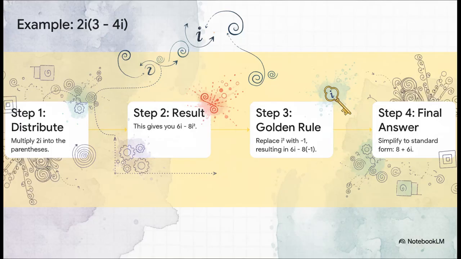Okay, first up, let's just distribute a single term. We've got 2i times the quantity 3 minus 4i. So first step, we distribute just like we always do. That gives us 6i minus 8i squared. And boom, there it is, that i squared. The second you see it, you apply the golden rule. We replace it with -1. So now we have 6i minus 8 times -1, which of course becomes 6i plus 8. And for the final answer, we just write the real part first, so it's 8 plus 6i.